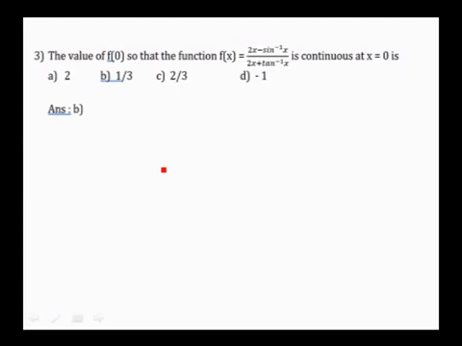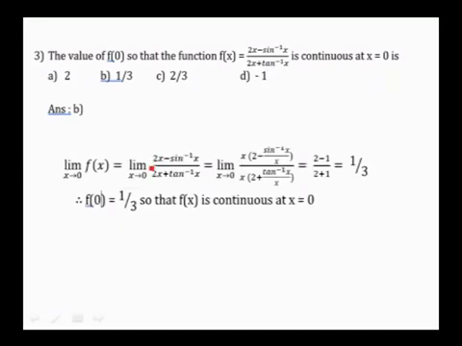The value of f(0) so that the function f(x) is equal to (2x minus sin inverse x) over (2x plus tan inverse x) is continuous at x equals 0 is: a) 2, b) 1 by 3, c) 2 by 3, d) minus 1. So if you just consider this one, if I take x as common factor in the numerator and also in the denominator, limit of f(x) as x tends to 0, I am just trying to find out that one. So x and x get cancelled. 2 minus 1, this is 2 minus 1, this is 2 plus 1.